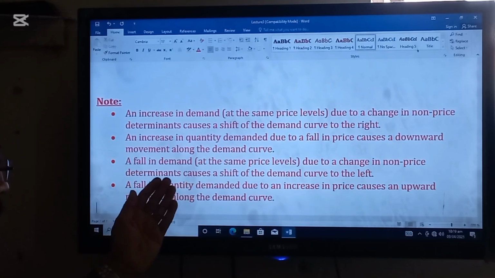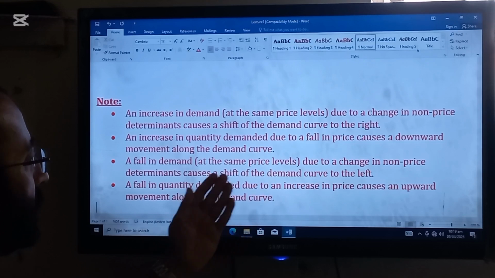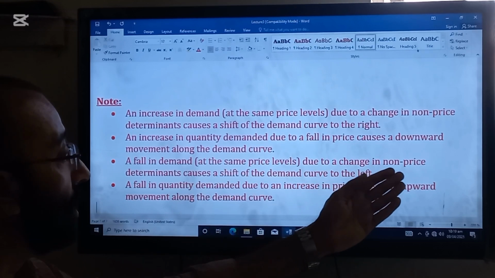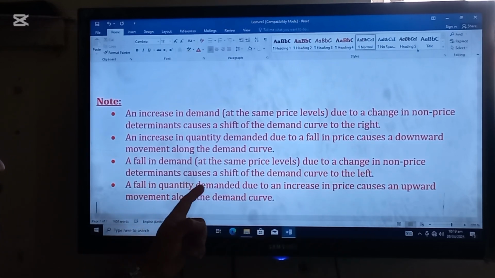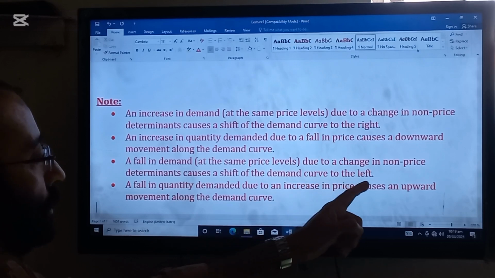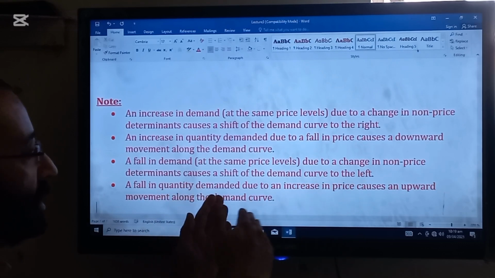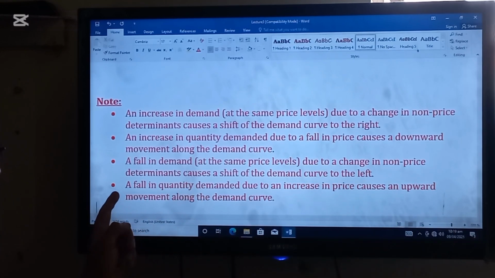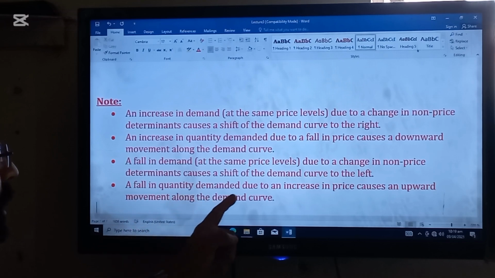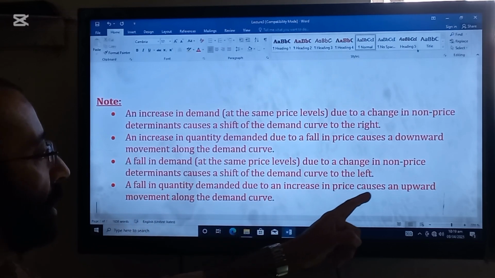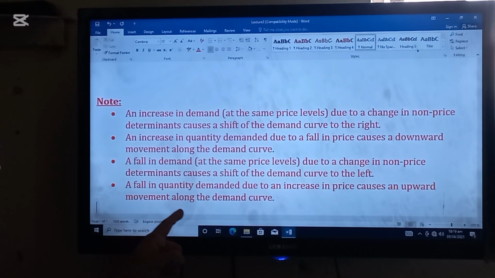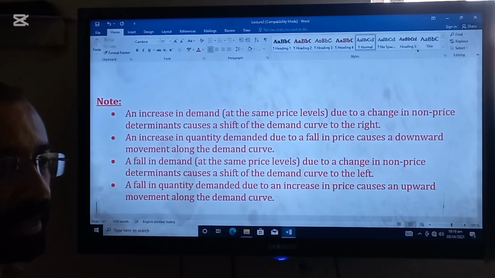A fall in demand at the same price level due to a change in non-price determinants causes a shift of the demand curve to the left. Here the demand curve is shifted, but in this case a fall in the quantity demanded due to an increase in price causes an upward movement along the demand curve. So these are the points.